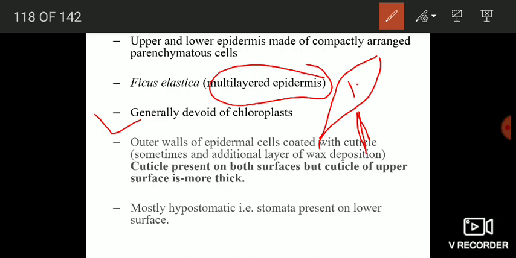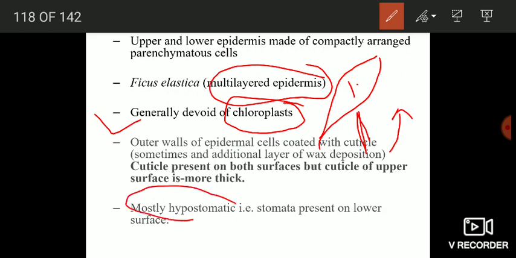Generally, the cells of epidermis are devoid of chloroplasts. The outer walls of epidermal cells are covered with cuticle. They are coated with cuticle. Sometimes an additional layer of wax deposition has been found in some cases. Although cuticle is present on both surfaces, the cuticle of upper surface is relatively more thick as compared to that of the lower surface.